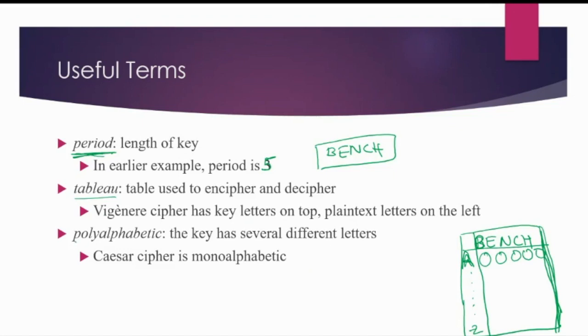Then there is an important property of Vigenere cipher, which is that it is polyalphabetic. If you remember, Caesar cipher is monoalphabetic. We use only one alphabet to do the encryption. For example, in our example, we have used D. We can use any alphabet, but we have to use a single alphabet to encrypt the entire text. Whereas if we call Vigenere cipher polyalphabetic, it means it uses a collection of letters, so there are different letters present in the key.